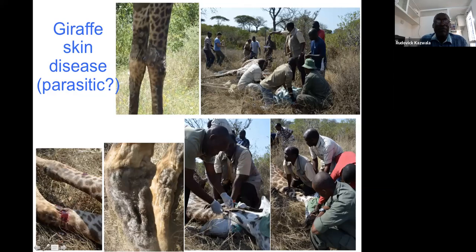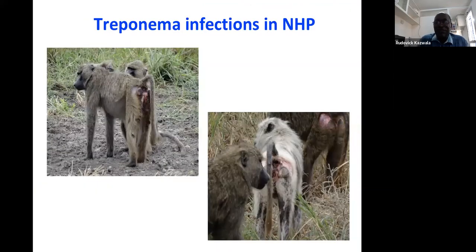Treponema has also been a problem which we investigated in some of the ecosystems. These are baboons in the national park, which are having a treponema disease. And we looked at what is the actual pathogen, which treponema species is involved. Of course, the diseases are in the genital area, could be thought of as syphilis, but syphilis is not the case. We found Treponema pallidum pertenue as a pathogen which is affecting these non-human primates.